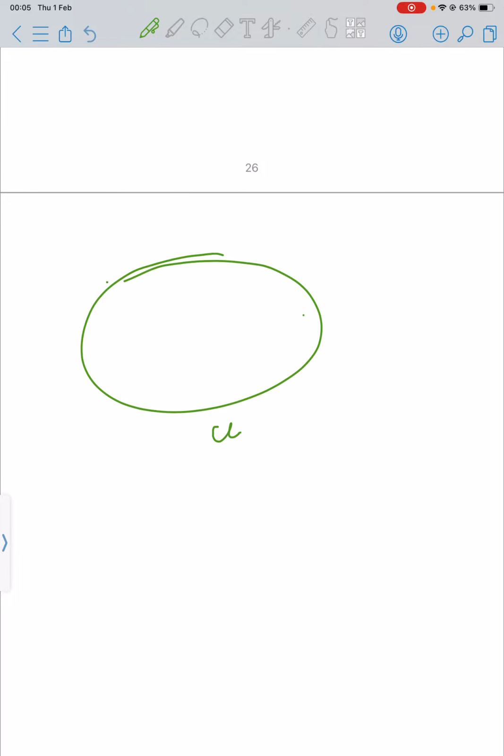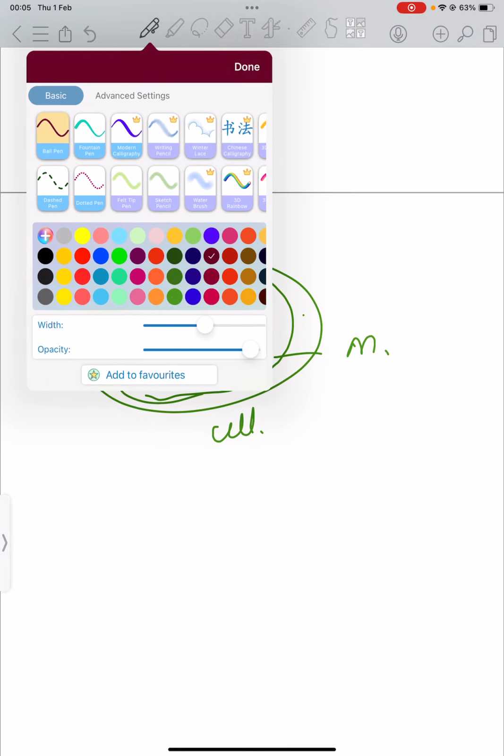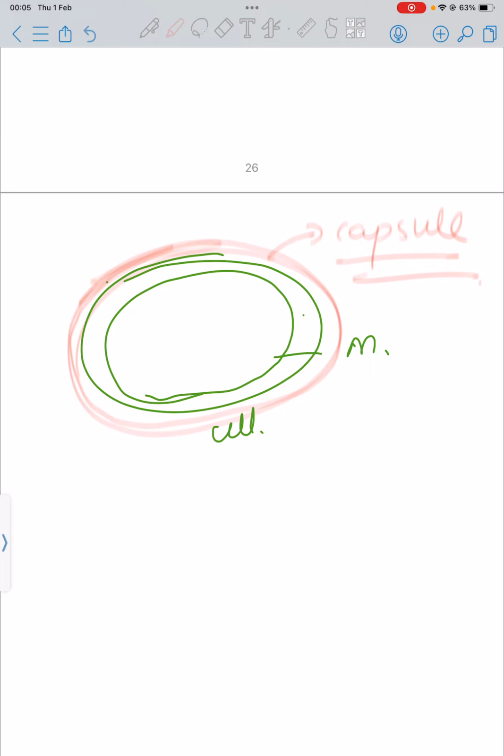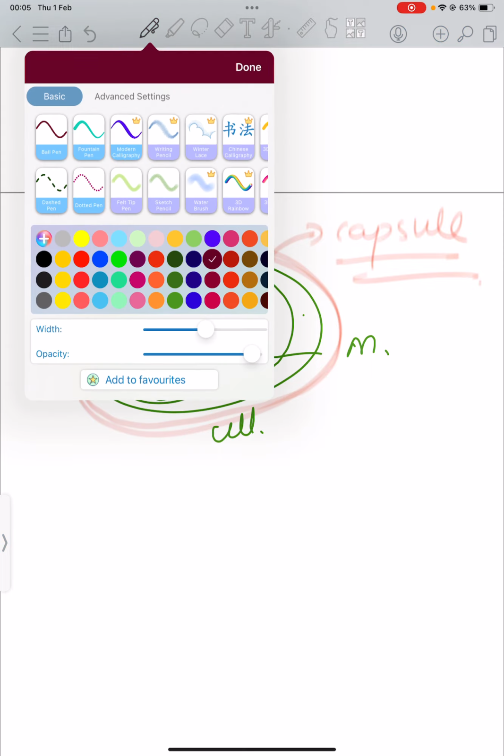This is the cell wall. This is the cell membrane. So in case of some bacteria, there might as well be structures outside the cell wall, and this is nothing but the capsule. Okay, capsule. So why is there the need of capsule?